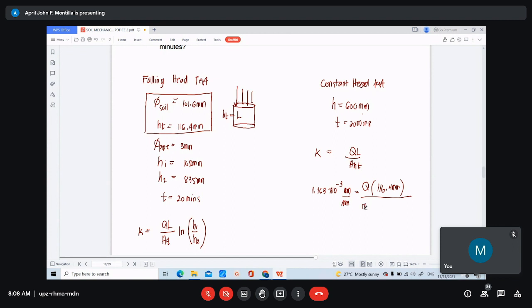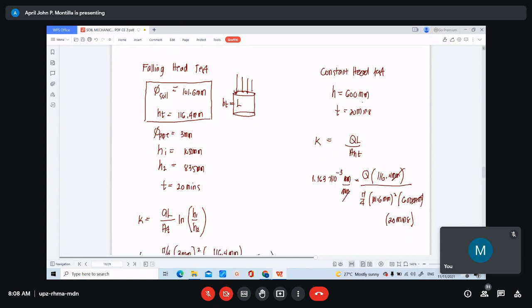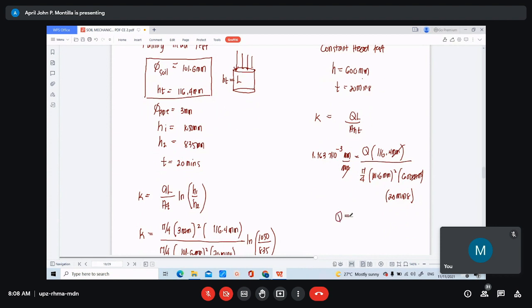Cross-sectional area, pi over 4, 101.6 mm, quantity squared. Constant head difference, 600. Ang duration natin, same as 20 minutes. So, analyze yung unit. Cancel to. Cancel yung minutes. Mm squared times mm, magiging mm cube, which is a unit of volume. Ano po yung Q natin?